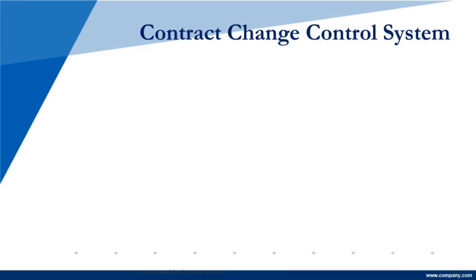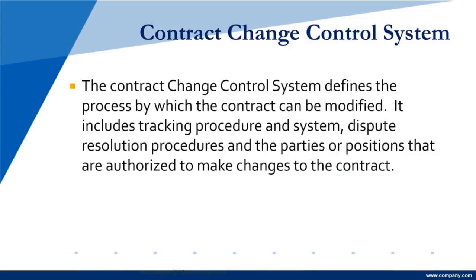Now, a contract change control system. This is a system in which the contract can be modified. It may be a formal system, it may be informal, but it tracks the procedure and the system, dispute resolution procedures, and the parties and positions that are authorized to make any changes. So the idea here is we have a change control system in place, and we need to go by and use that.